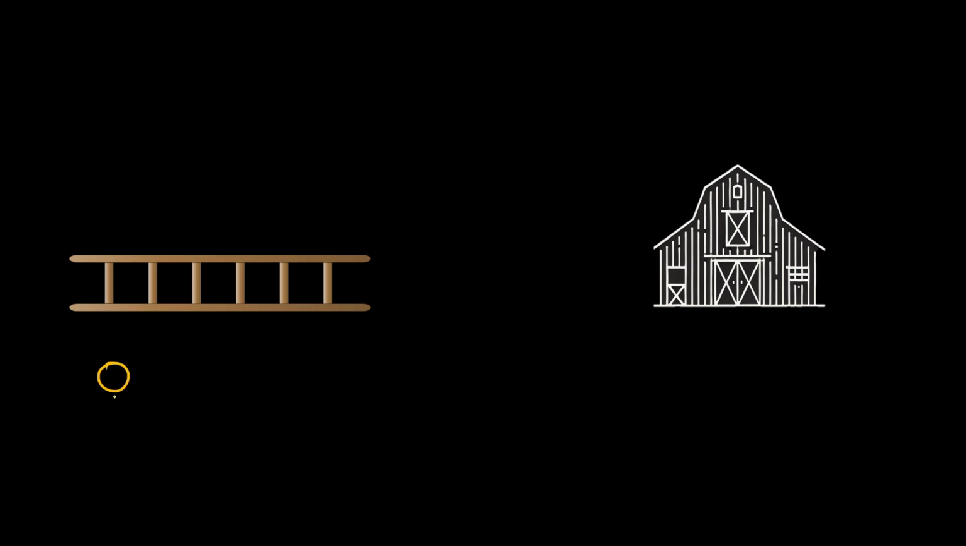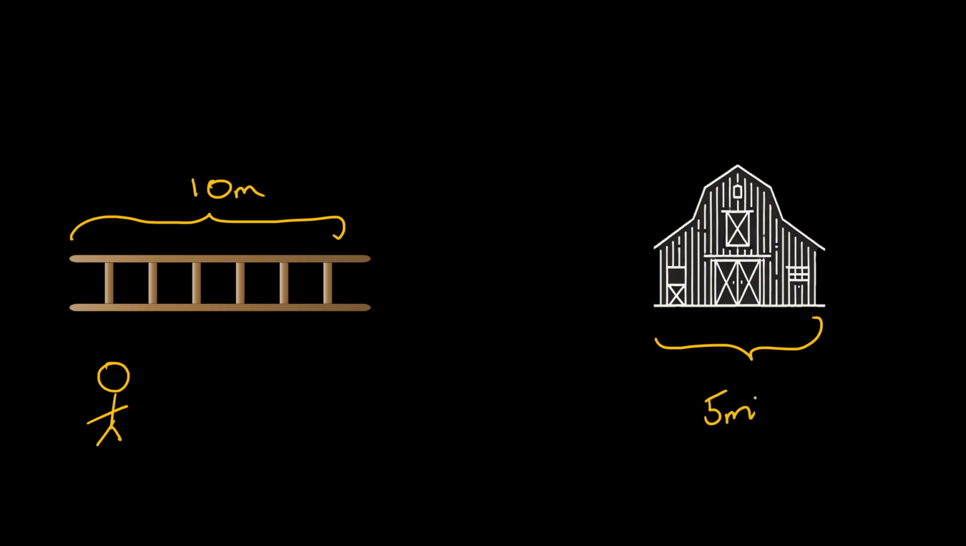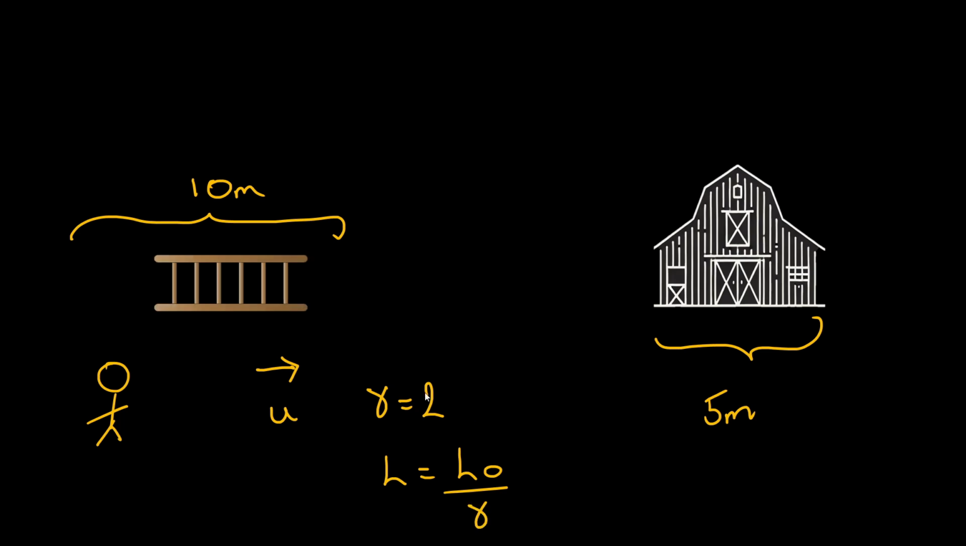So the idea is that we have a farmer and he has a ladder that's 10 meters long. And he would like to put his 10-meter long ladder inside his barn. Unfortunately, the barn is only 5 meters long, so it doesn't fit. So what he decides to do is to take his ladder and accelerate it up to some high speed u such that gamma is equal to 2. And now from length contraction, L equals L naught over gamma, his ladder will be shortened to 5 meters.